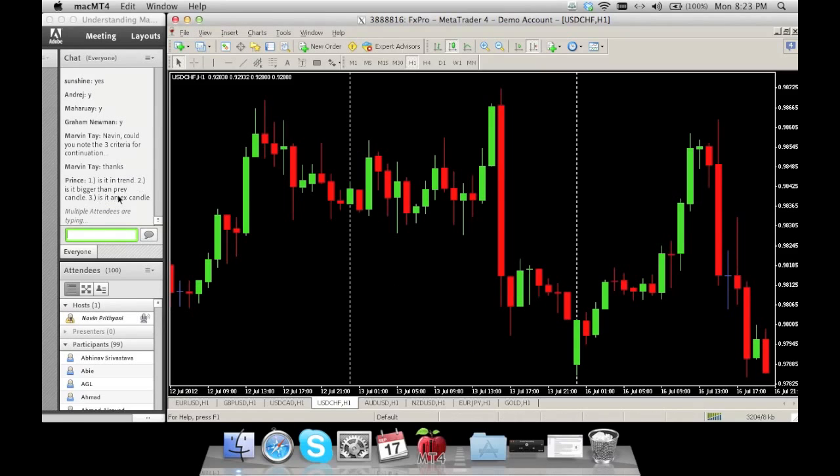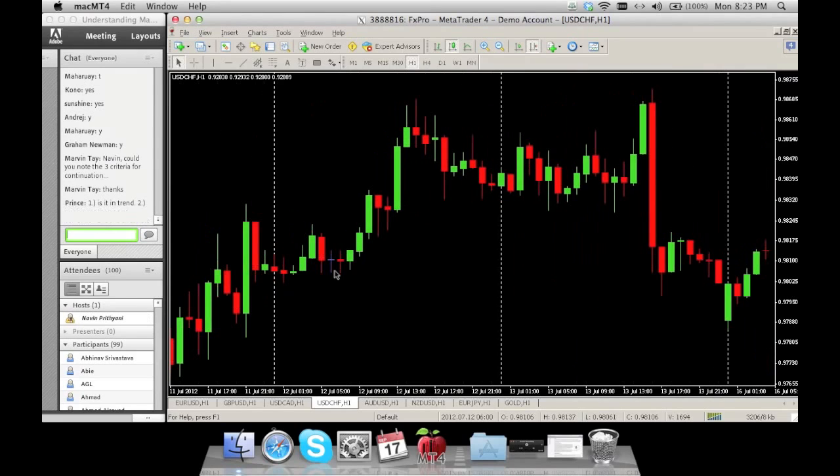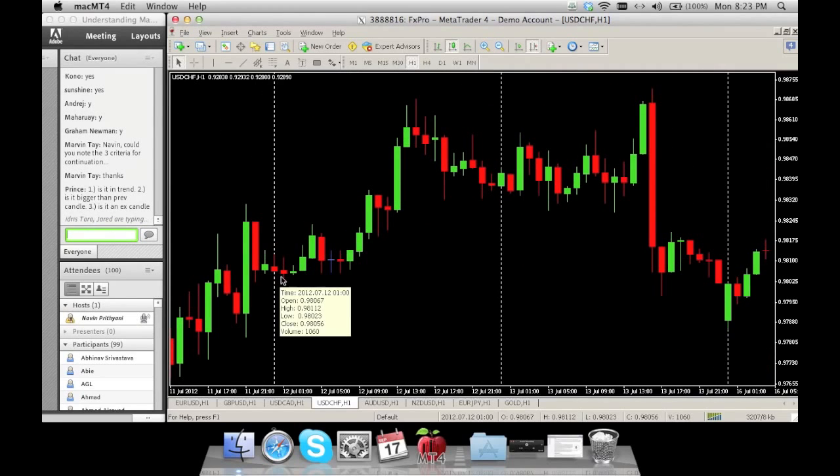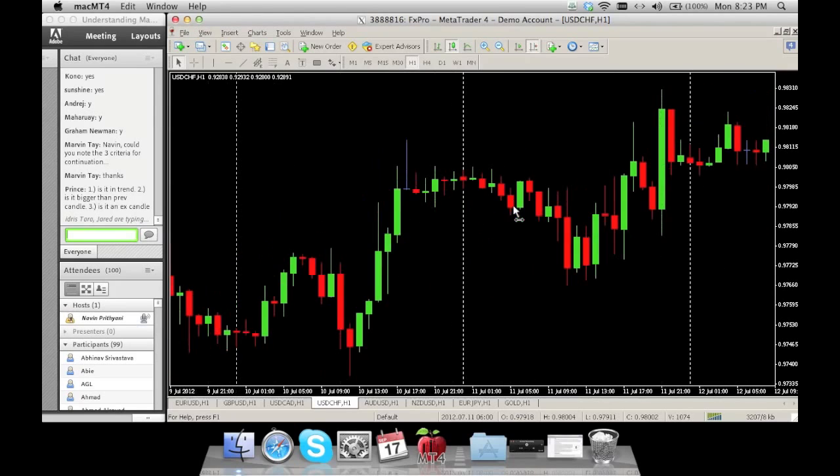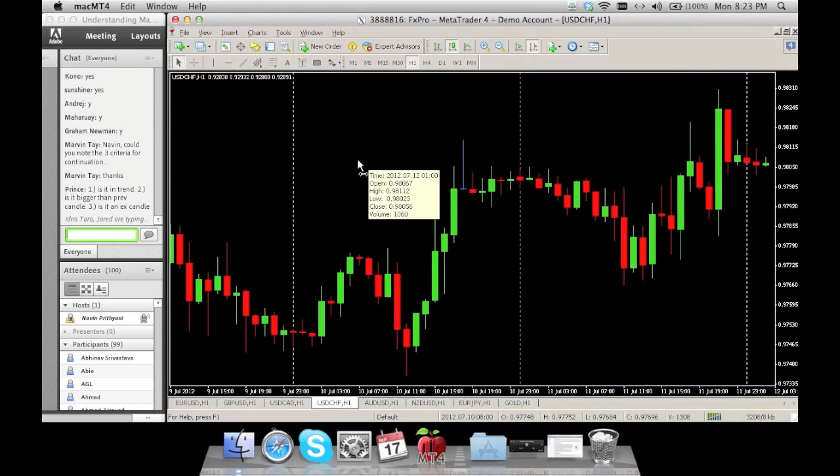Is it in a trend? Is it bigger than previous candle? Very good, Prince. Very good. So the next pattern we're going to discuss is also a trend continuation pattern, but it's a different one. This is what we call a false exhaustion pattern. And we'll get to what that means in a bit.